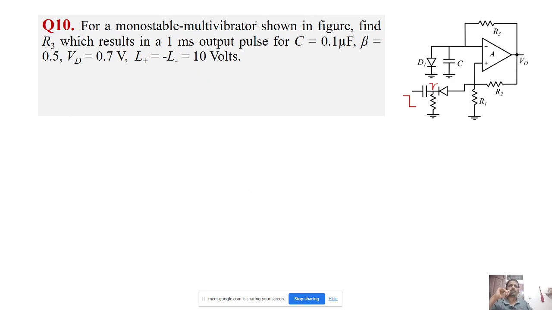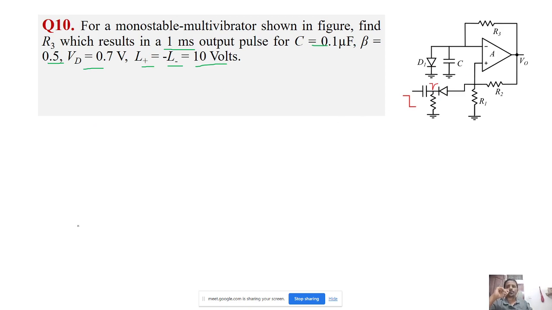For a monostable multivibrator shown in the figure, find R3 which results in a 1 millisecond output pulse for capacitance C equal to 0.1 microfarad, beta equal to 0.5, Vd equal to 0.7, L plus and L minus as plus and minus 10 volt. Okay, so again this is the same monostable multivibrator.